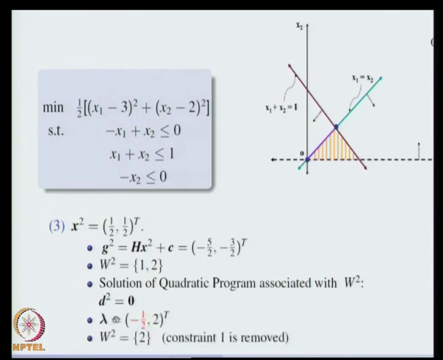So, now if we calculate lambda, you will see that lambda is equal to minus half and 2. So, the first constraint has a negative Lagrange multiplier, and the first constraint is the inequality constraint. So, certainly this point is not an optimal point, and therefore, we drop the first constraint and retain only the second constraint, and we are ready for the next iteration.